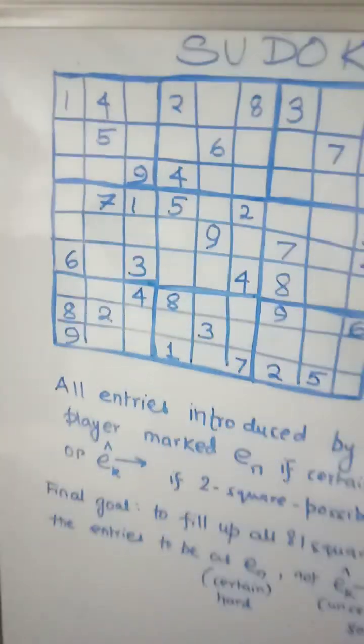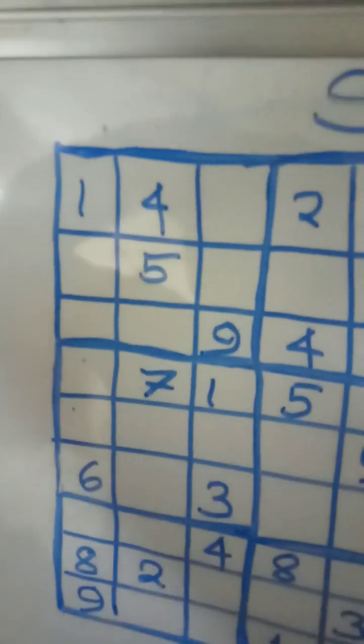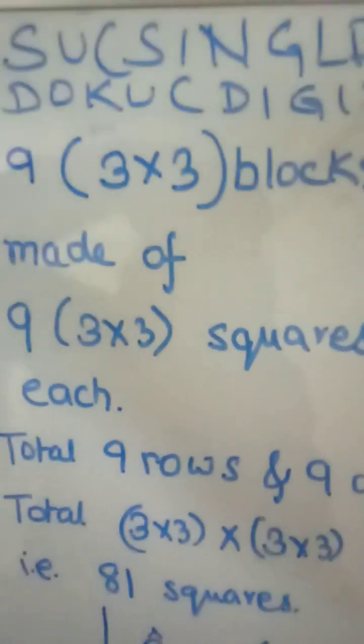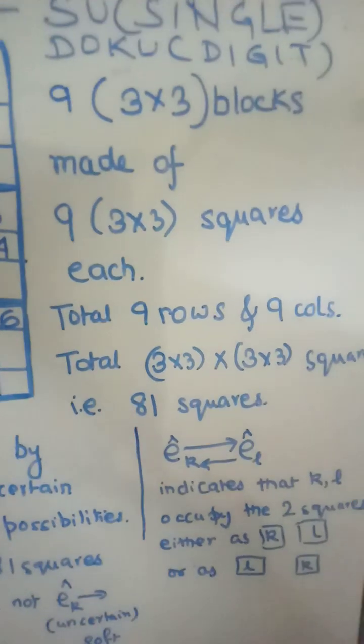The blue blocks are the ones which have a thick line around them. Those are the blocks, and there are nine blocks. See, there's one block here, two, three. That makes three along the row wise blocks and three along the column wise blocks. The total of nine blocks, each with a thick outline. So nine blocks, 3 cross 3 blocks, made of nine squares each, 3 cross 3 squares each.